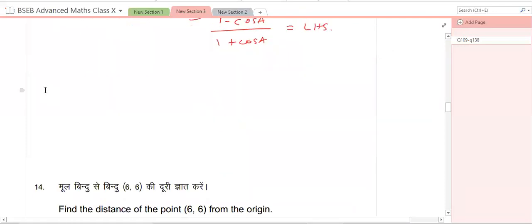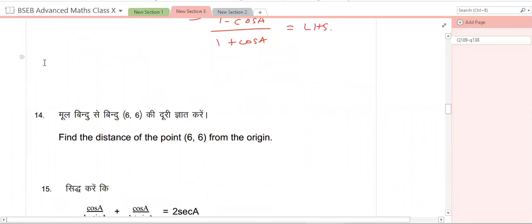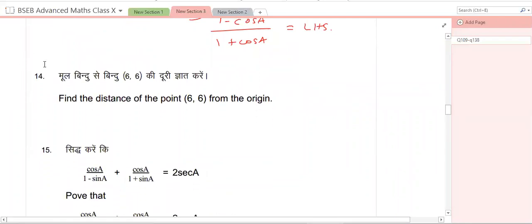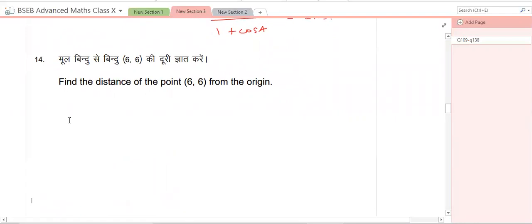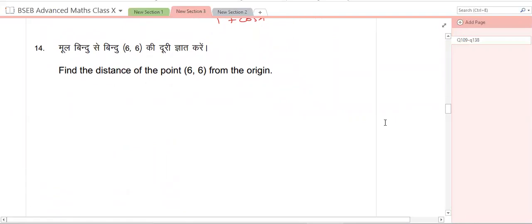Find the distance of the point 6, 6 from the origin. Simple question. We draw a diagram for you. So if I have to draw the diagram, what are they talking about here? So from the origin, go to the point 6, 6. That's the point 6, 6. What is the distance? So 0 to 6 is 6. Y value is 6. We just need to find the hypotenuse.